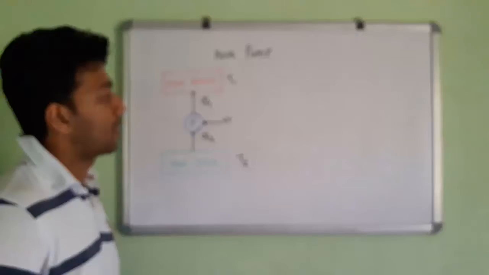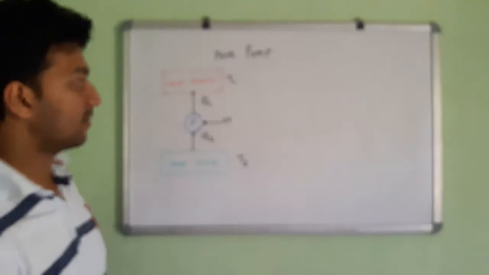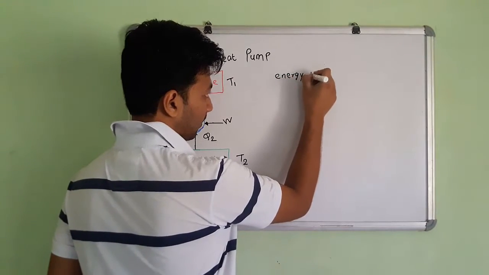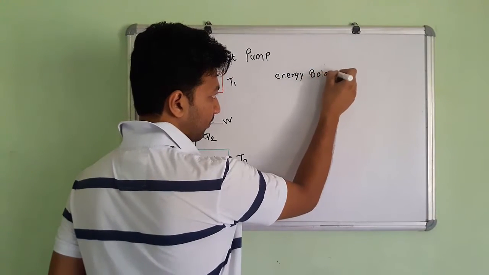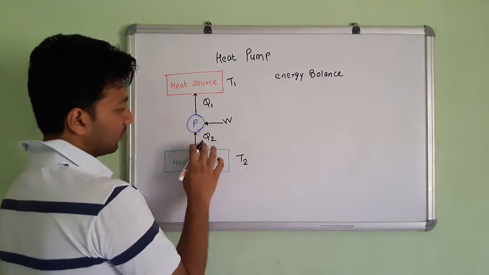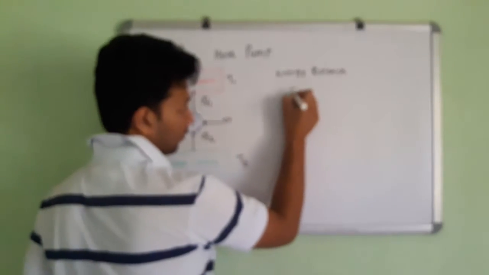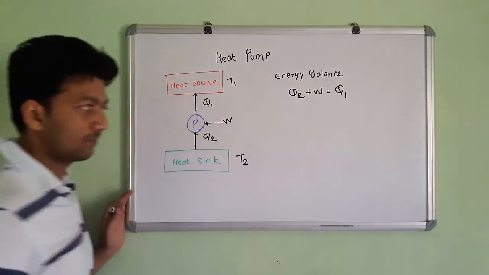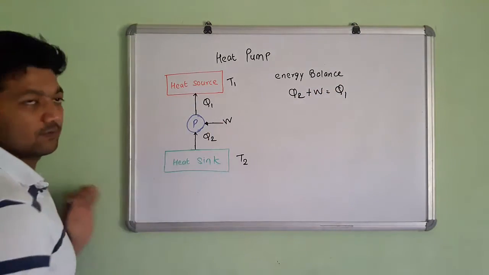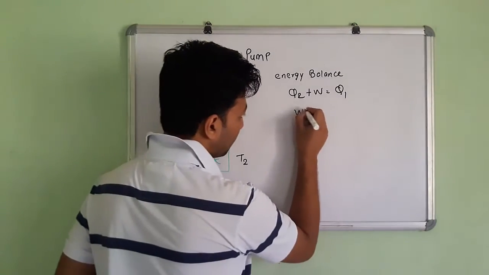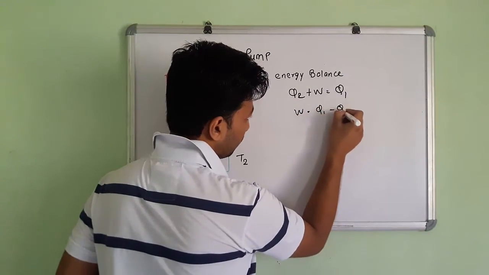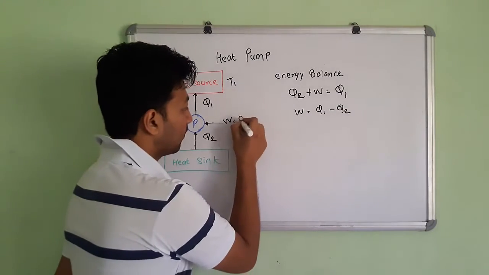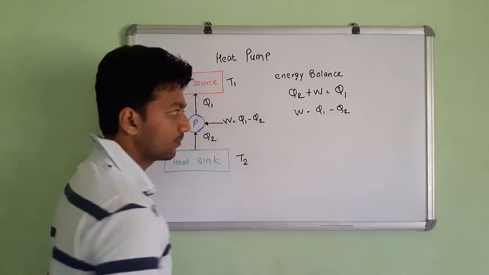Now from the energy balance equation we get Q2 plus W gives us Q1. So W will be Q1 minus Q2, remaining as it is, like we saw in the heat engine. Therefore W is Q1 minus Q2.